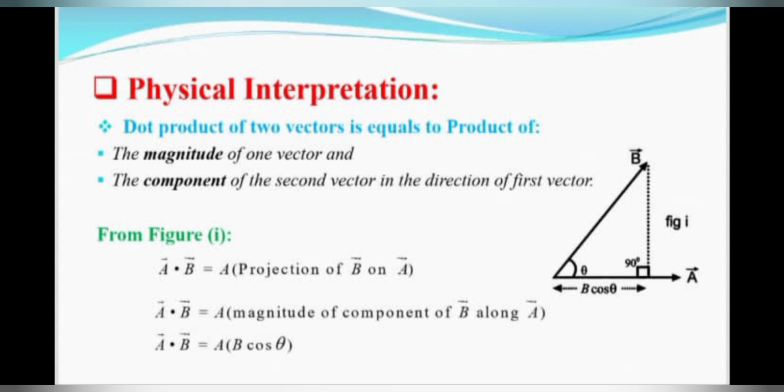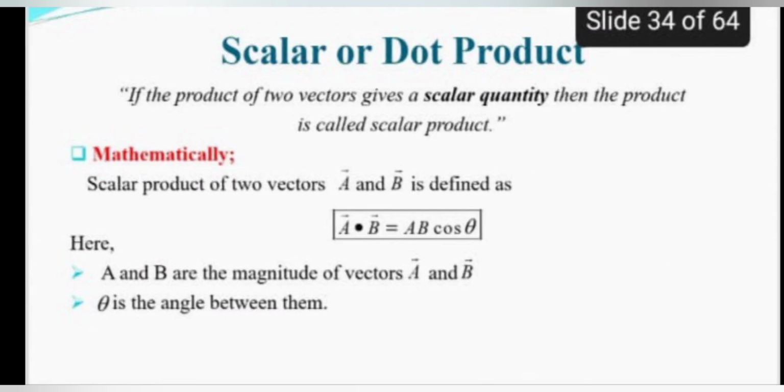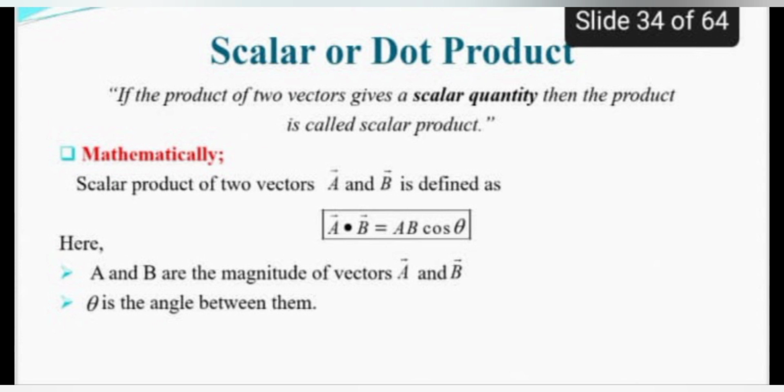The physical interpretation. Next we are discussing the topic of physical interpretation. The dot product of two vectors is equal to the product of the magnitude of one vector and the component of the other vector in the direction of the first vector. From figure 1, A vector dot B vector equals the magnitude of A times the projection of B on A, that is, the component of B vector along A vector. So A dot B equals A B cos theta.